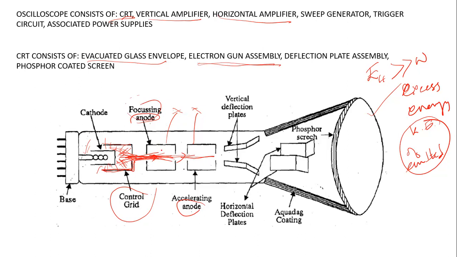By adjusting the focusing anode, we can control the spread of the released cathode rays, or the electrons from this electron gun.